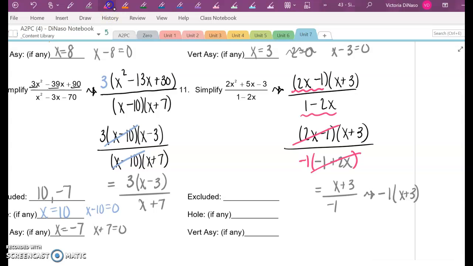All right, so I canceled that 2x minus 1, set that equal to 0, and you're going to get x equals 1/2. And there is nothing left in the denominator. Negative 1 is never equal to 0. So we have no vertical asymptotes. So your only excluded value is 1/2.